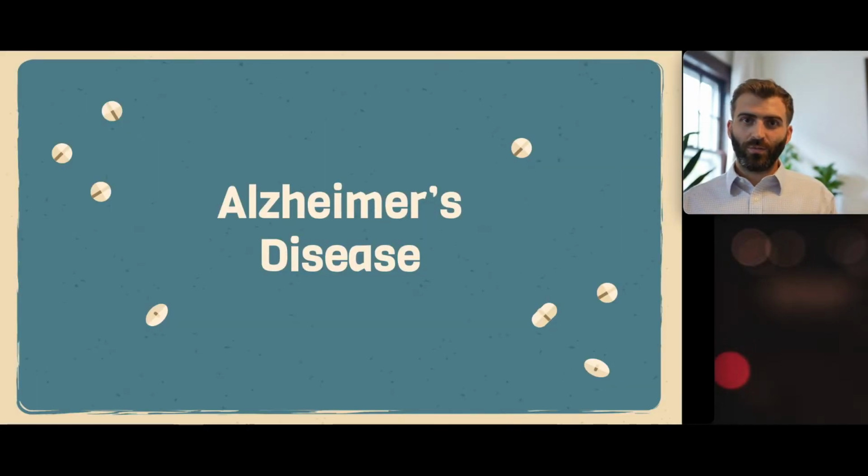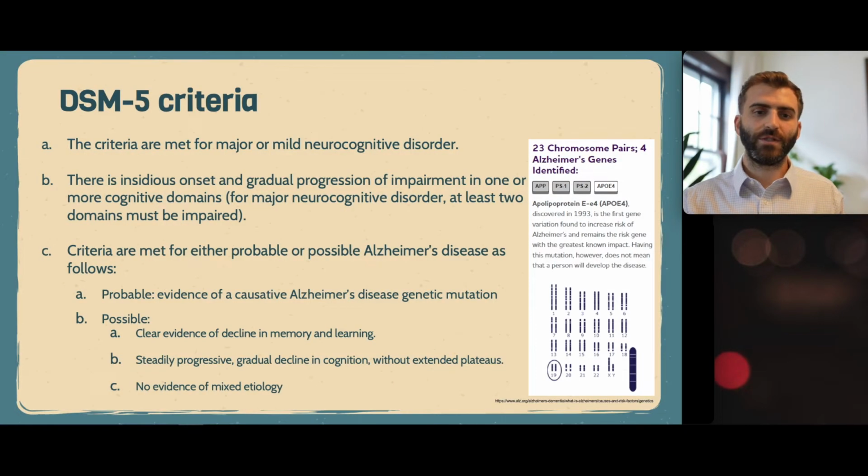So now let's go more in depth into the different types of major and mild neurocognitive disorders, and we'll start with Alzheimer's disease. Just like there's criteria for neurocognitive disorders, there's more specific criteria just for Alzheimer's disease. This shows here the DSM-5 criteria. First you have to meet the criteria for a major or mild neurocognitive disorder, and then you can go more specifically into Alzheimer's criteria.